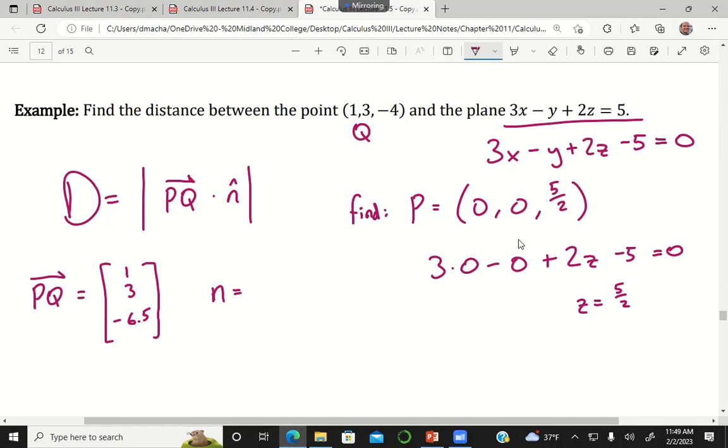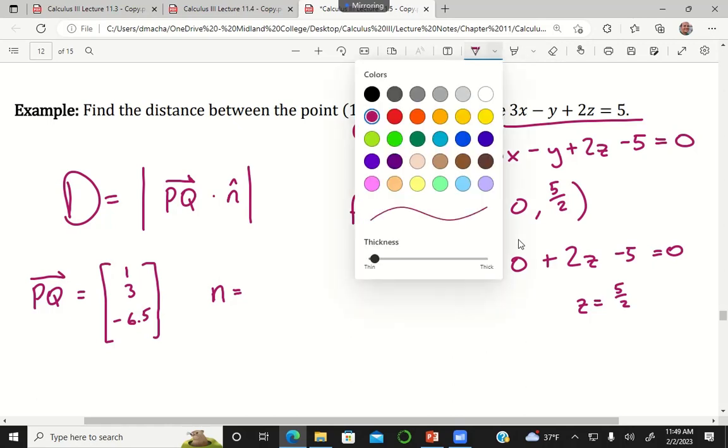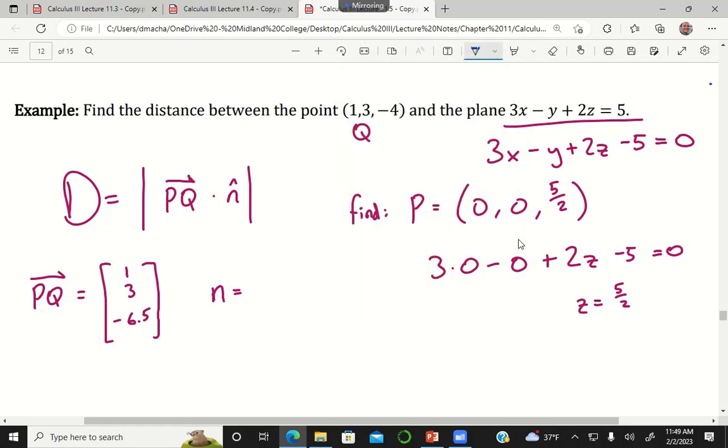For my n, remember n is just any vector that is orthogonal to the plane. I can get that from looking at my equation. So this would be my A, this would be my B, and this would be my C. So my n vector is going to be 3. What's my y entry, the second entry of my n vector? -1. And then 2.